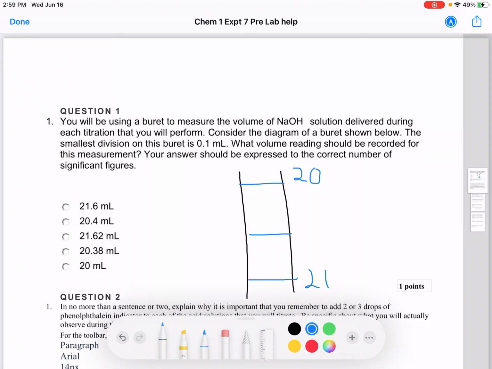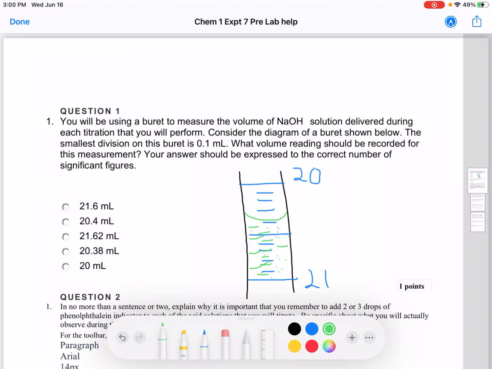And then you have 4 marks, 1, 2, 3, 4. Right? And then the liquid level is like this. I think it's right like this. And this is all your liquid. The green one is your liquid. Alright, so you need to figure out how you would read this one.